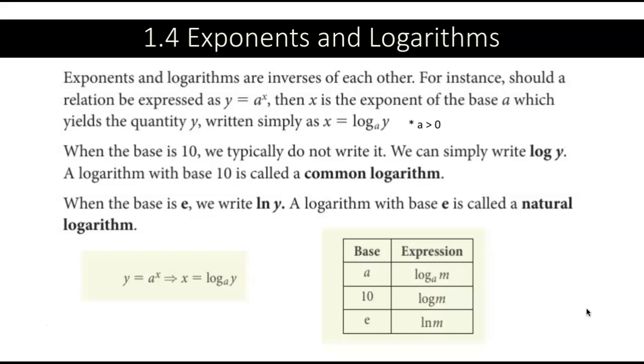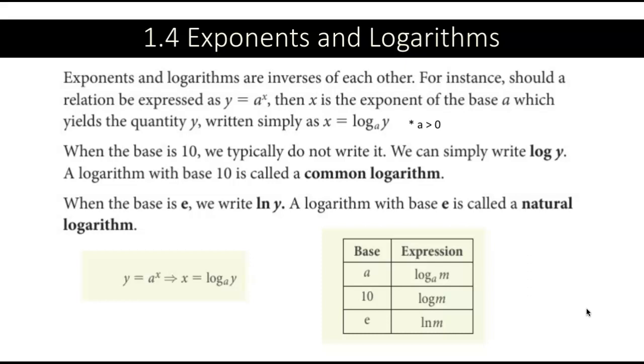When the base is e, some of you are probably wondering, what is e? Well, if you haven't seen e before, which a lot of you probably have, e is just the number 2.718281828, and it continues. It's irrational. So when you have base e, you're going to write log as ln, the natural log. So a logarithm with base e is called a natural logarithm. When it is base 10, we say log. When it is base e, we use ln.